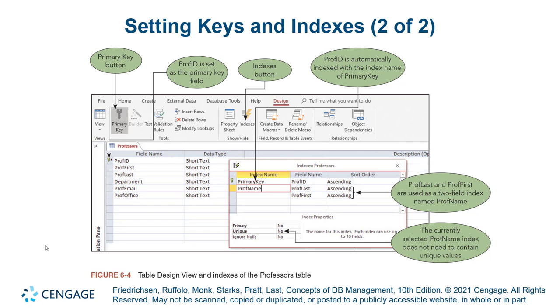So here's just a screenshot, an example of a couple indexes on the professor table. So again, the primary key index is created automatically. So we'll see that there on the first one. But then we can see in the second line there, we have a second index that we've called professor name, and that's just a name that we've given it. But the field that index is running on is both the professor last name and the professor first name field.